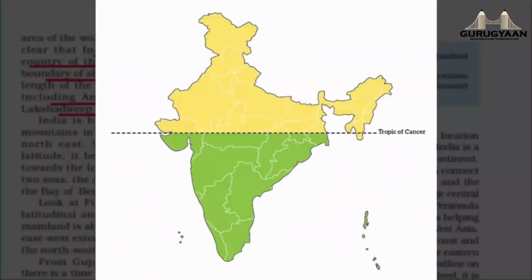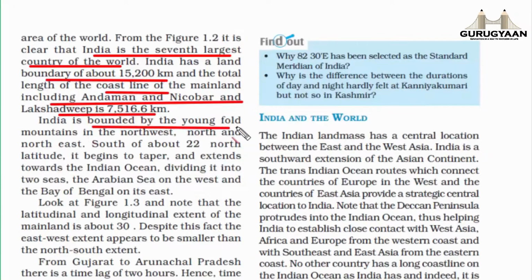So our entire land boundary is about 15,200 kilometers. And the length of the coastline is 7,516 kilometers. So this is the coastline we are referring to. So in the northwest of our country, we have young fold mountains called the Himalayas.